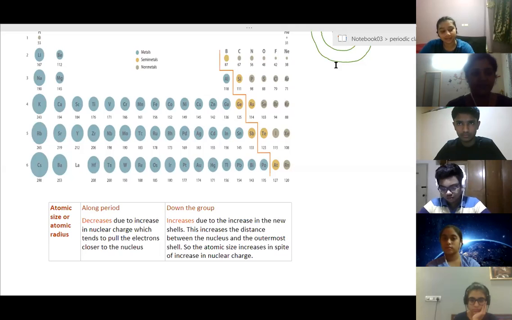Okay. So what happens along the period to the gaining property? So what is important for gaining an electron?